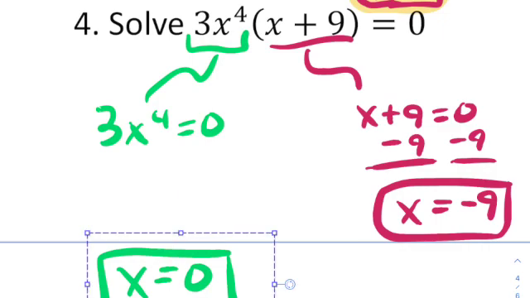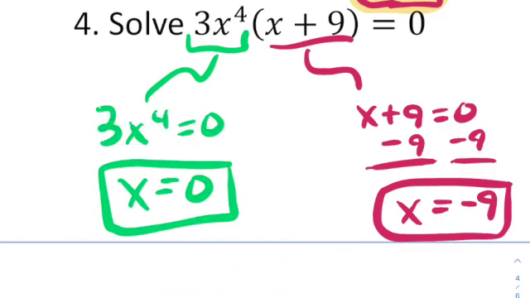Again, the trick here is anytime you have a monomial on the outside, it's going to produce a solution of x equals 0. There's no other way for this constant to be multiplied by anything else to get back 0, so the variable must be 0. And then these would be our two solutions, x equals 0 and x equals -9.